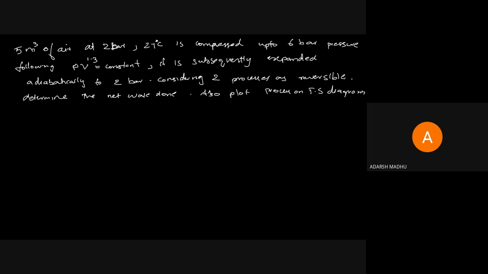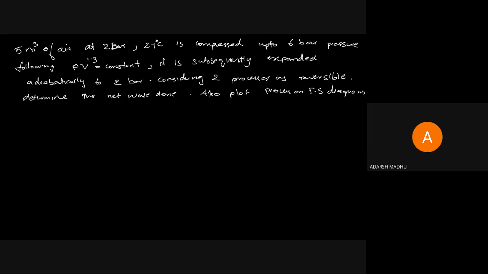Okay, the question is: 5 meter cube of air, that is the initial volume, pressure is 2 bar, initial temperature 27 degrees, compressed to 6 bar pressure following PV raised to 1.3 equal to constant. It is subsequently expanded adiabatically to 2 bar. Considering the processes as reversible, find the net work.